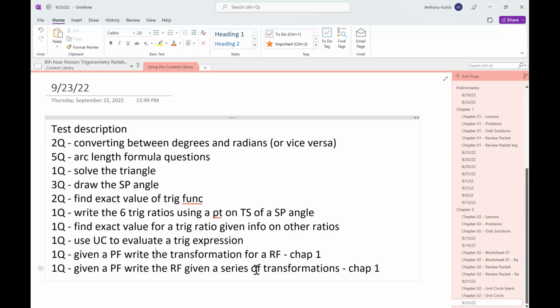Yes. But what you won't get is SOHCAHTOA. You won't get the point on the terminal side of a standard position angle formulas, like sine is y over r, cosine is x over r, etc. You won't get what the coordinates mean on the unit circle, like cosine theta is x, sine theta is y, tan is y over x. So those are things you'd need to make sure you've memorized.